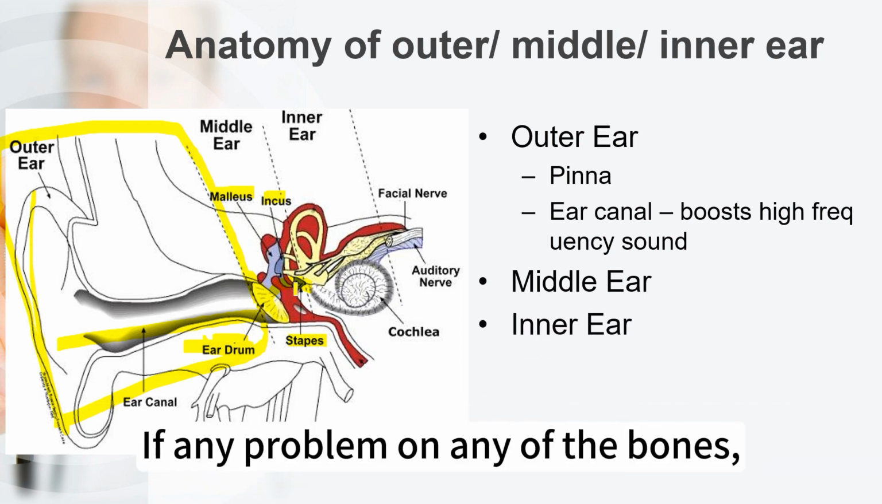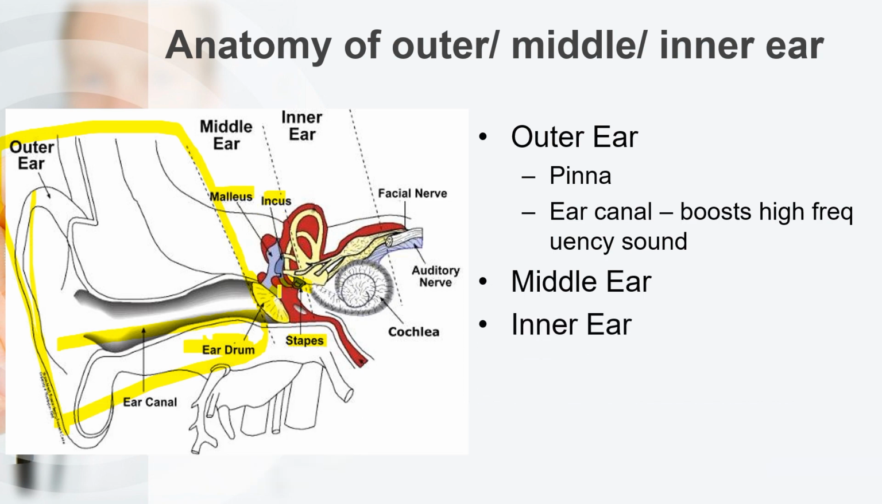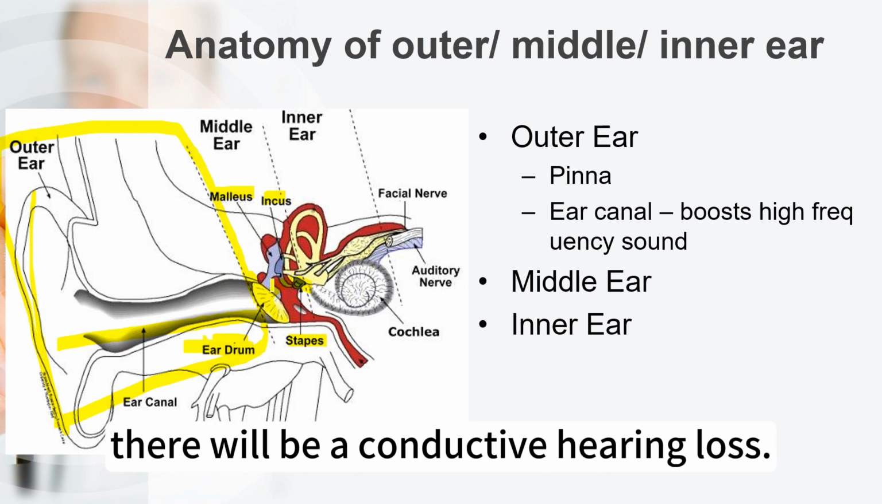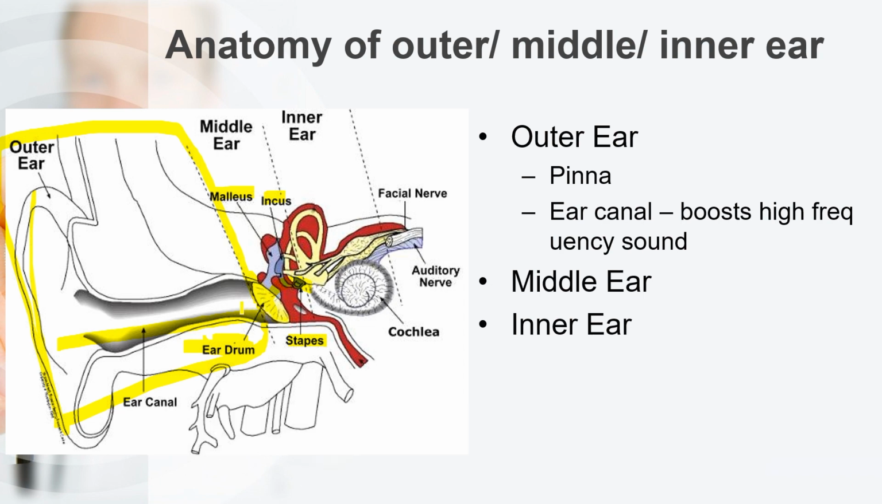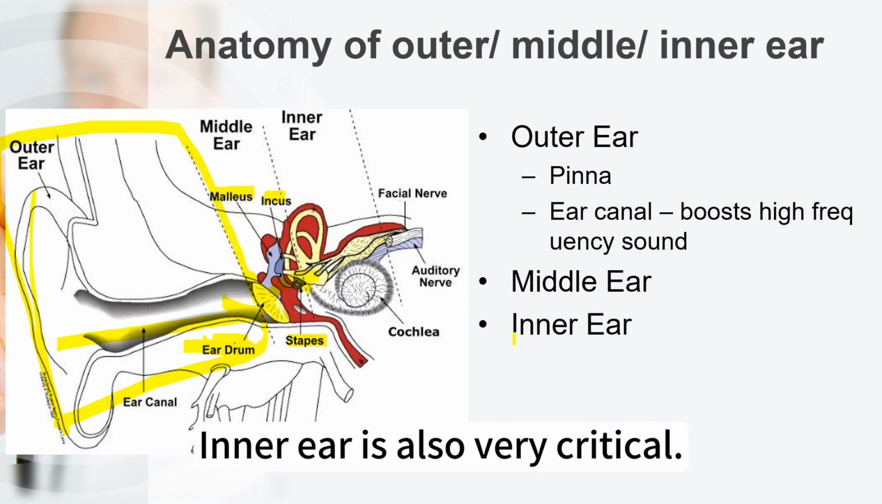If there is any problem on any of the bones, there will be a conductive hearing loss. That means the sound is not properly conducted from the outer ear to the inner ear. So the inner ear is also very critical.